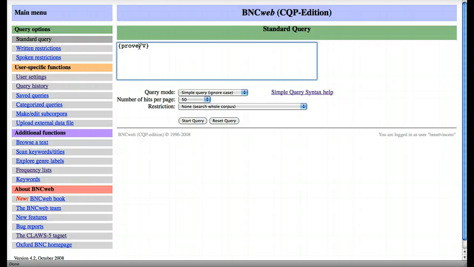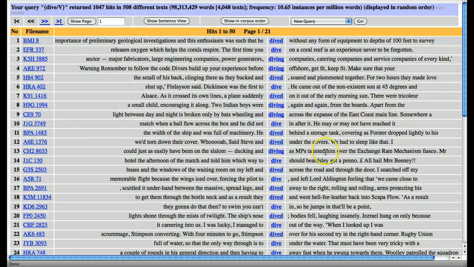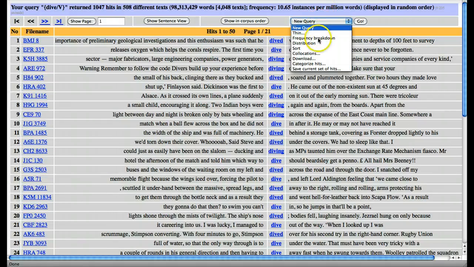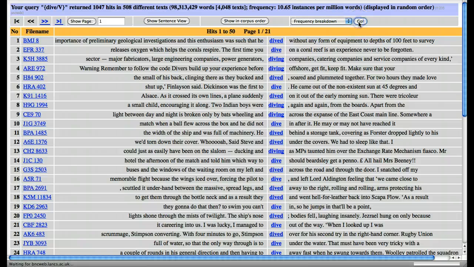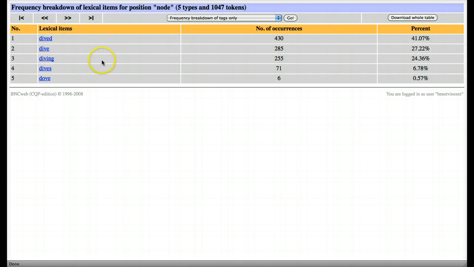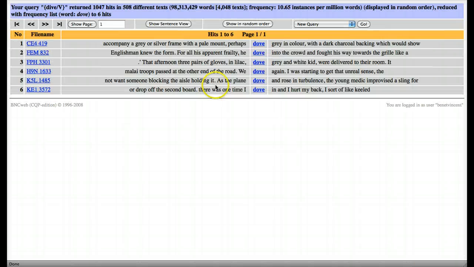The final one was dive, also as a verb. And this is what we get. Again, I'm interested in looking at the frequency breakdown. And like we say, there's only 6 instances of dove, the past form, probably because it's an American usage. And even here, some of them seem to be mistakes. Dove grey seems to be a colour, not the past form of dive.